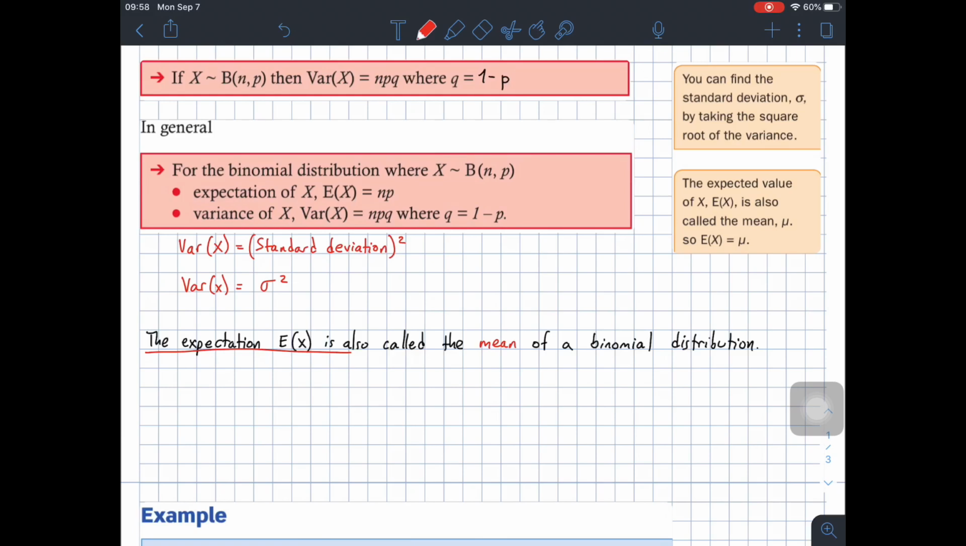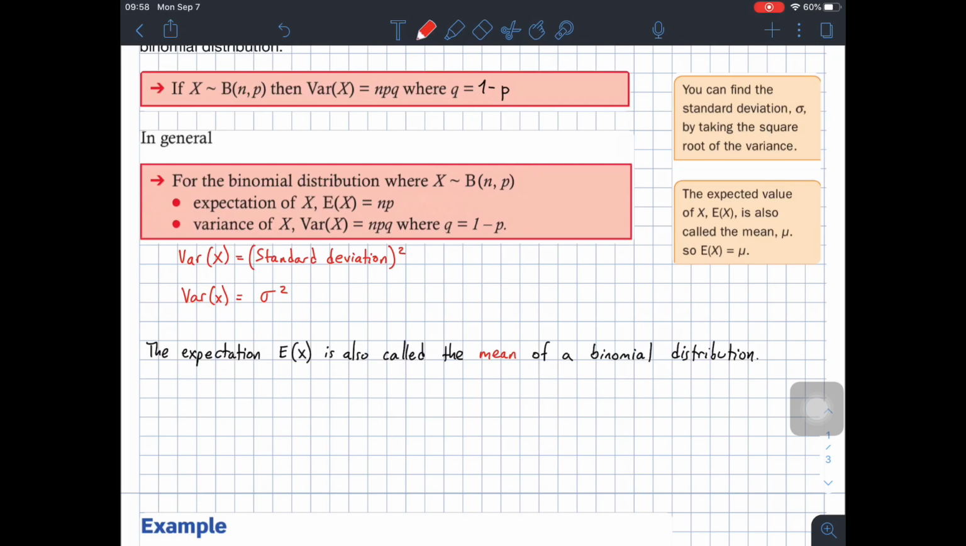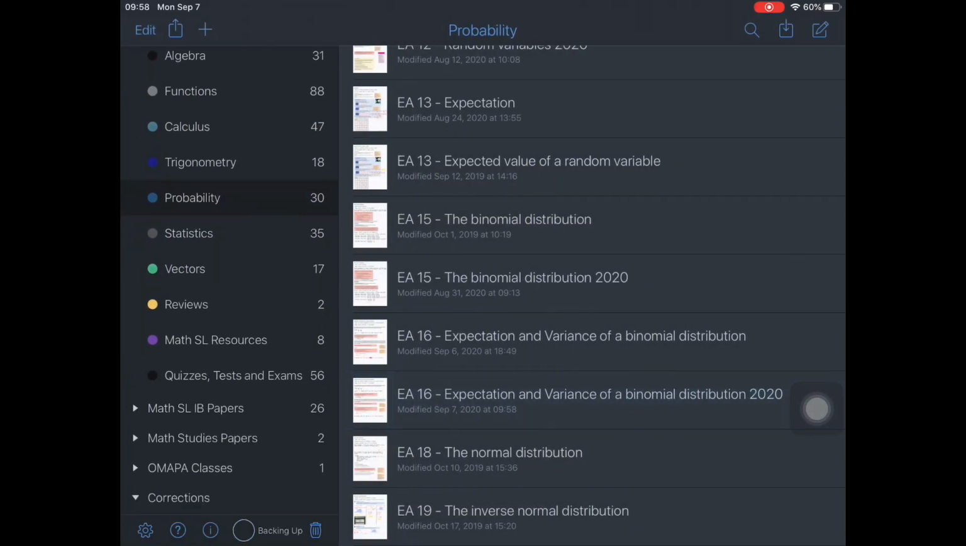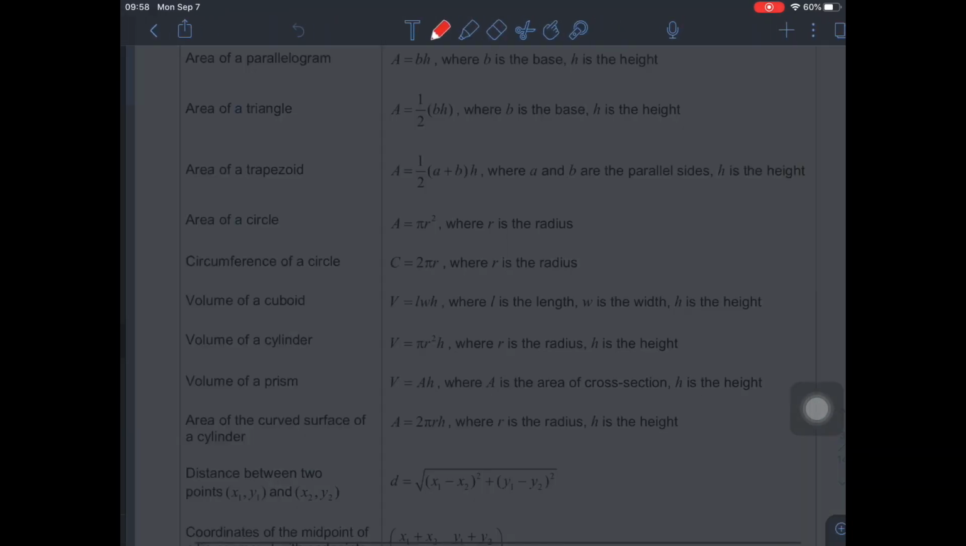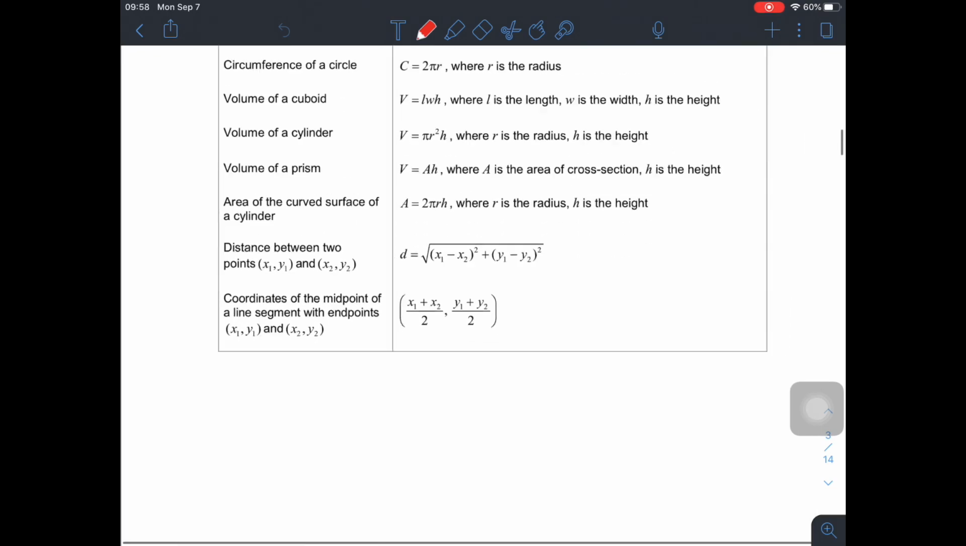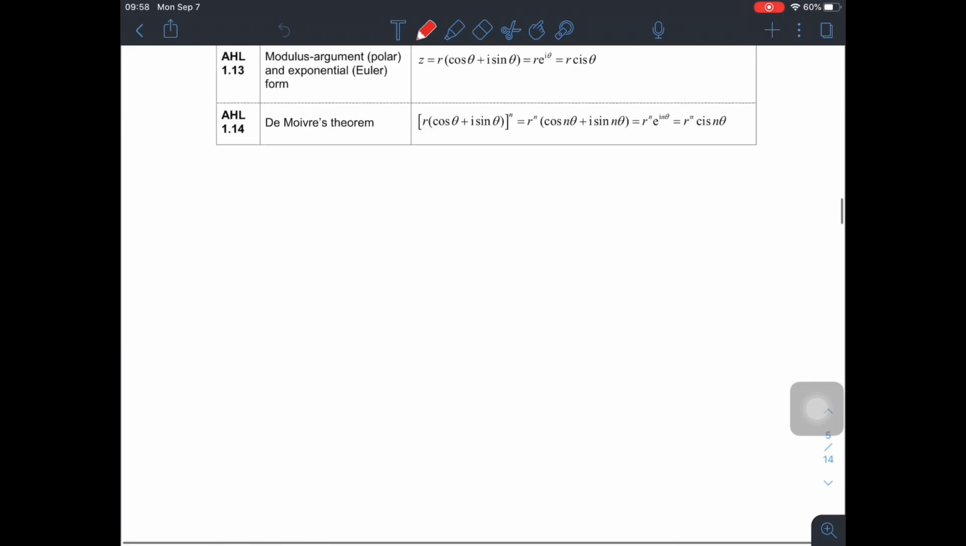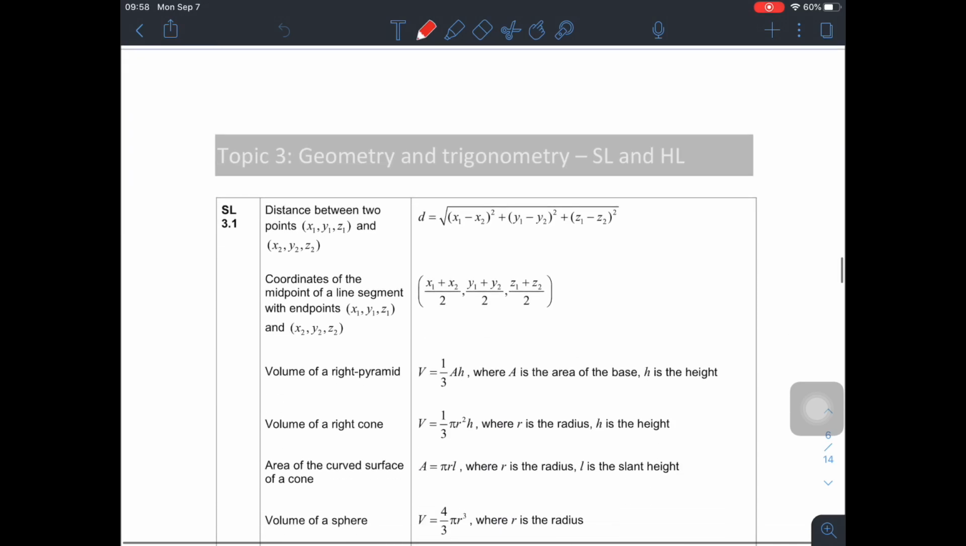Sometimes in IB exams, you would just be asked to find the mean of a binomial distribution, and you should understand that the mean is the same as saying the expected value of x, okay? Just to let you know, all of these formulas that we have just seen are in the formula booklet. Let me show you. If we go to topic, I think it was topic 3 or 4. Topic 4.